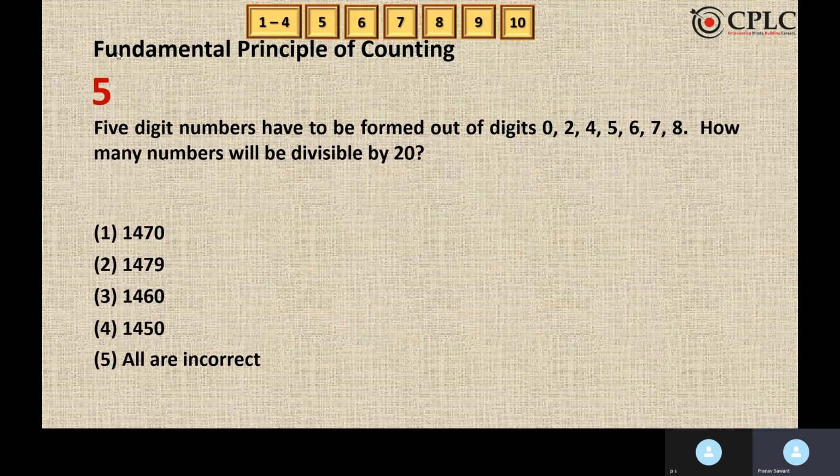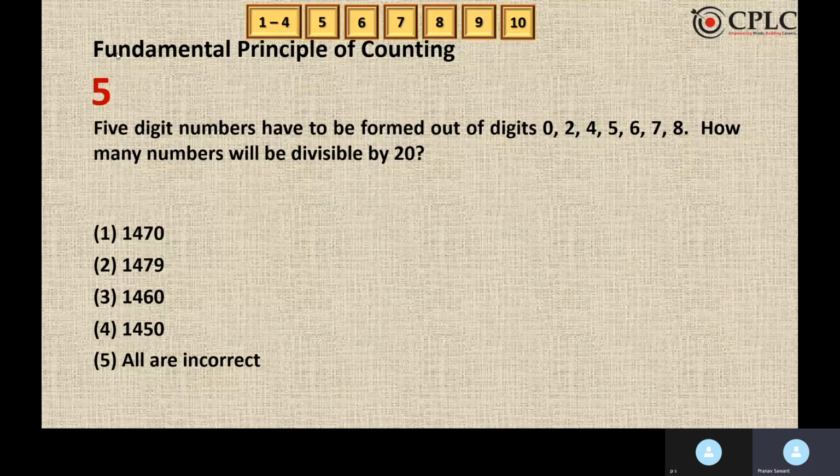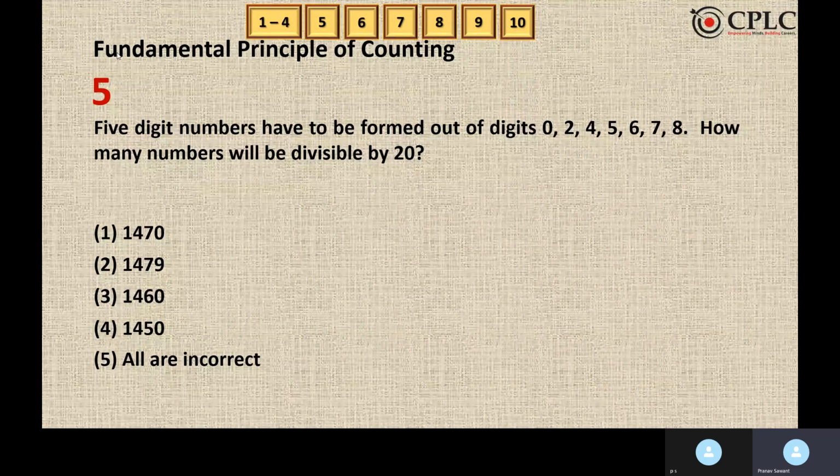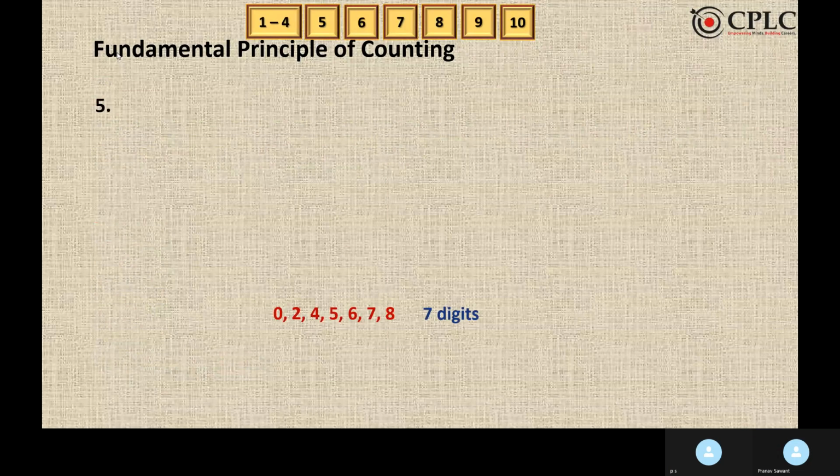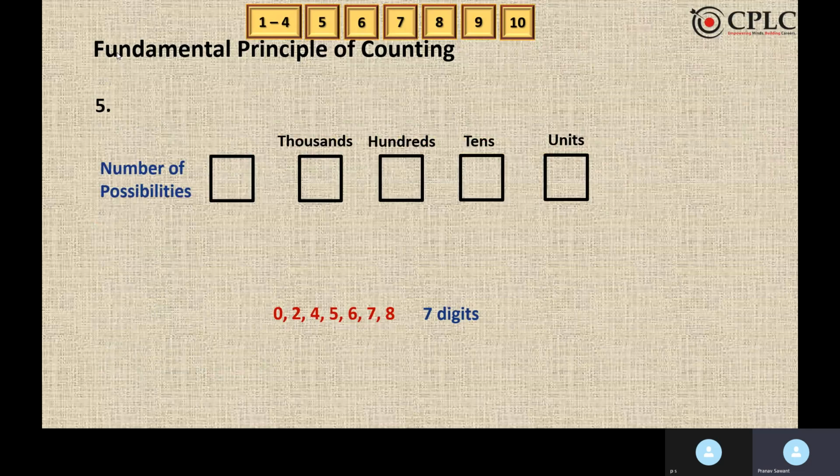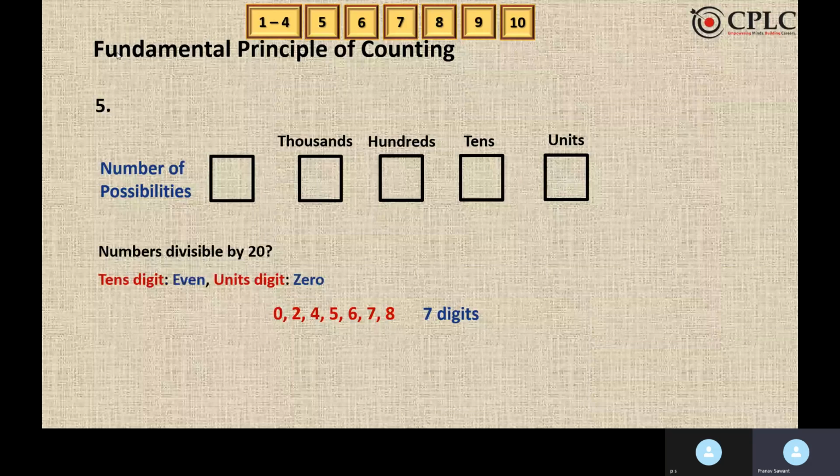Moving to the next question. 5-digit numbers have to be formed out of digits 0 to 4, 5, 6, 7, 8. How many numbers will be divisible by 20? Now there are 7 digits that we have. So first, we need to find out the divisibility test of 20. Now if you observe, there must be only one digit at the units place, that is 0. And the digit at the tens place must be an even digit.